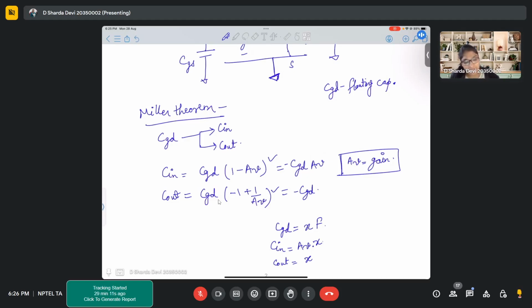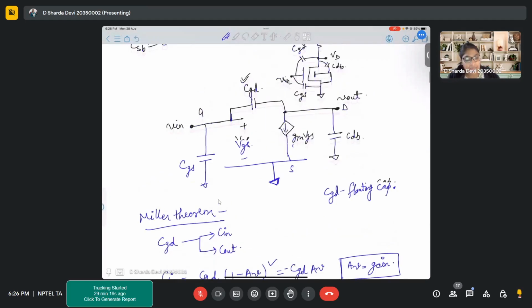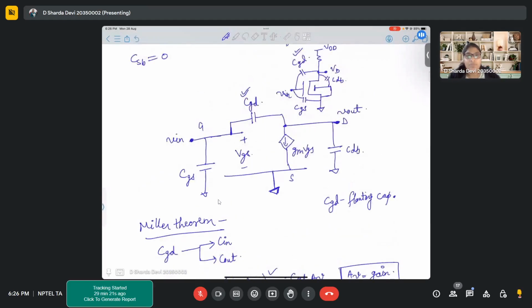Why? Because this is your input node, and this is your output node. And at this node, when we talk about poles, we'll come to that concept as well. A pole is defined by RC, right? So your R and C define your pole. And in a response like this, the bandwidth is actually defined by your pole, right?